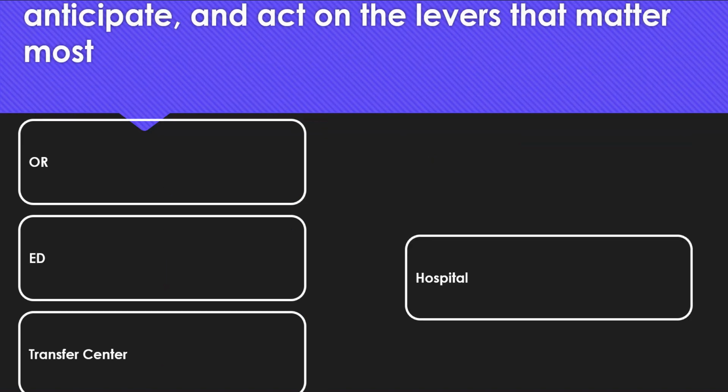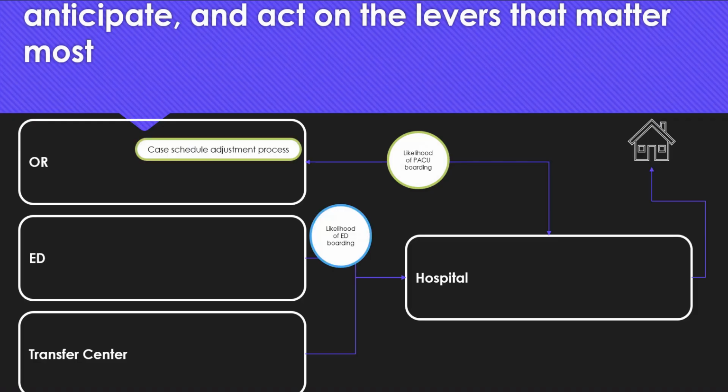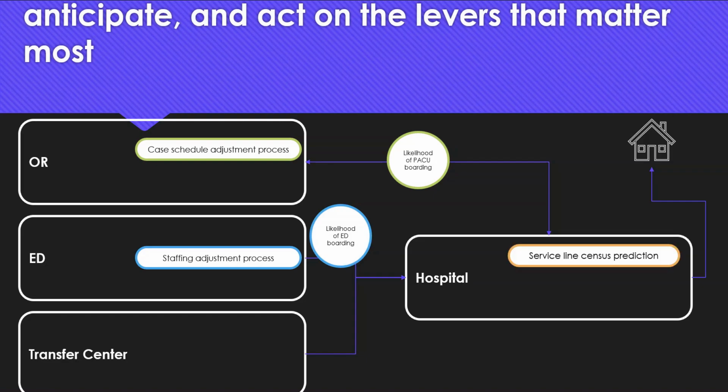If instead we're helping the system to anticipate and act on the levers that matter the most, then all of a sudden the connections here really matter. And we actually are probably going to point towards targets like predicting the likelihood of PACU boarding for the purpose of impacting the schedule upstream, or predicting the likelihood of ED boarding for the purpose of adjusting staffing ahead of time.